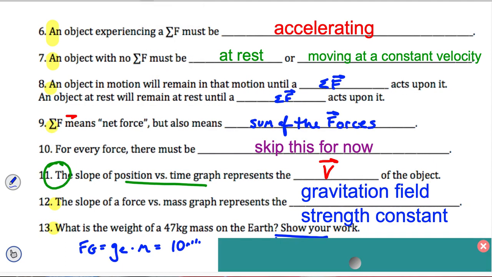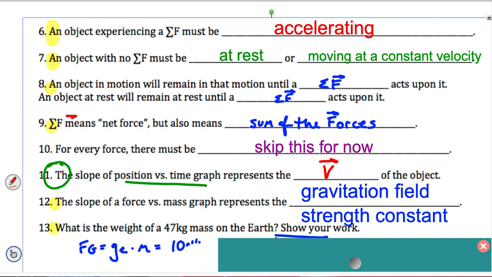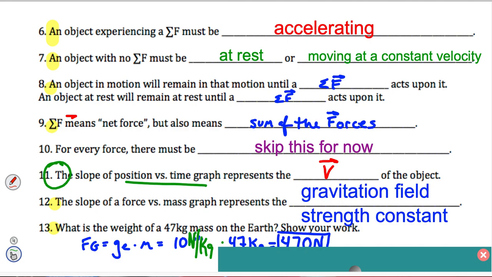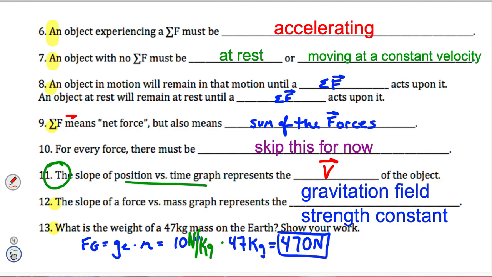The first thing you want to do is start with your general equation. Force of gravity is equal to GFS times the mass. It looks like my gravitational field strength constant got erased, so I'm going to have to come in here with a marker and write this in. So you've got 10 newtons per kilogram times 47 kilograms equals 470 newtons. If you take a look at the units of the way they work this out, I should have picked different colors, the kilograms reduce to 1, so that leaves just newtons.